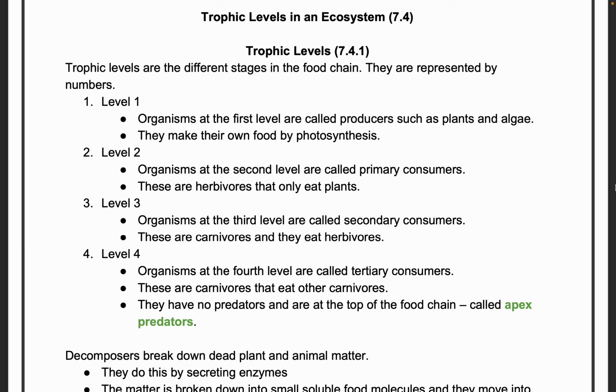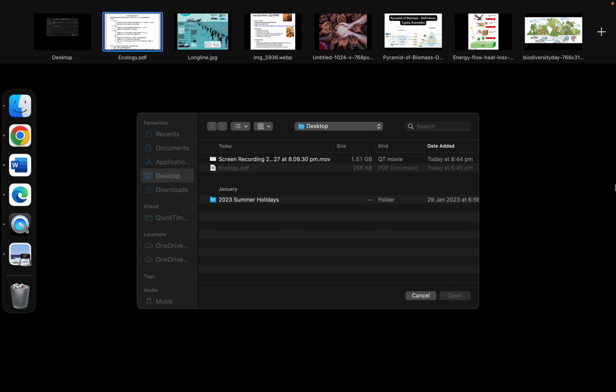Level 2 is the one which feeds on the first level, which are called primary consumers. Okay, got it? Level 3 is the one which feeds on level 2, so they are called secondary consumers. Level 4 is the one which feeds on level 3, so it's called tertiary consumers, or since they have no predators, they are at the top of the food chain, they are called apex predators.